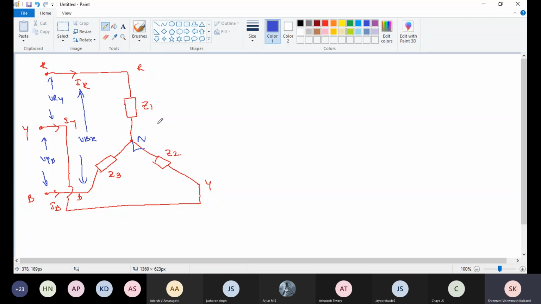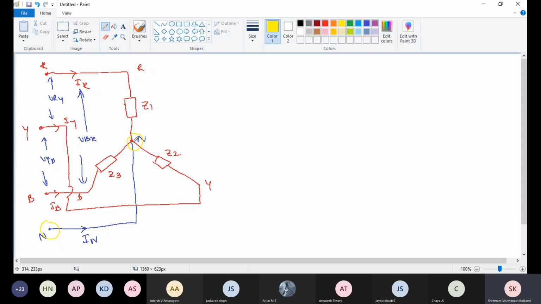And if I'm going to connect the neutral to my supply neutral, this is the supply neutral, this is the RYB supply, this neutral is the supply neutral, this neutral is the load neutral.